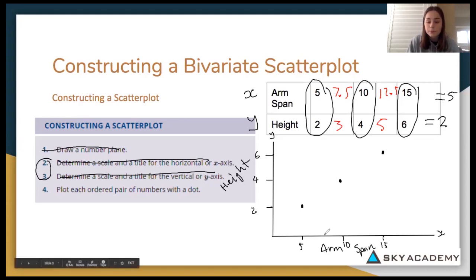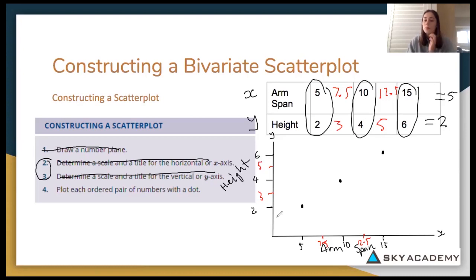So let's have a look. If I was to plot 7.5, well, 7.5 is halfway between 5 and 10, so I would draw it about halfway between 5 and 10. And the same, 12.5 is halfway between 10 and 15, so I'd point it there. And 3 is halfway between 2 and 4. And 5 is halfway between 4 and 6.